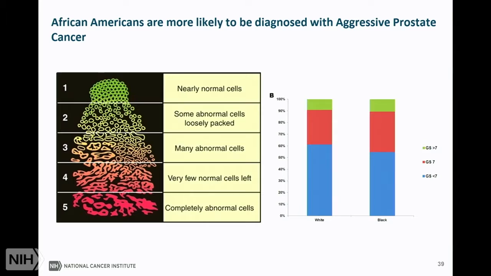What's been found consistently across many different studies, including work done by Stefan Ams, who is a tenured investigator in our laboratory in CCR, is that African Americans, once they're diagnosed with prostate cancer, tend to have a more aggressive disease. And that's been found in many studies.